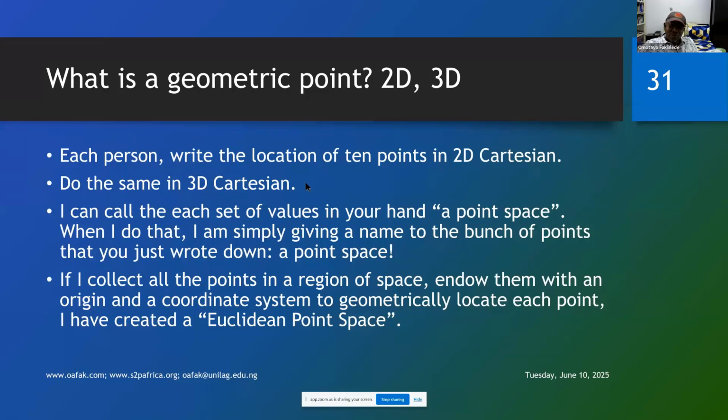I think there are 2 things I want you to do. Each person, write the location of 10 points. We pretend as if you are in SS3 and you are in your further math class. And I'm saying, okay, on your XY coordinate system that you are used to, just give me 10 arbitrary points. The origin is (0, 0). You can have another point, (-1, 2). And so just each person, give me 10 points. Just write 10 points.